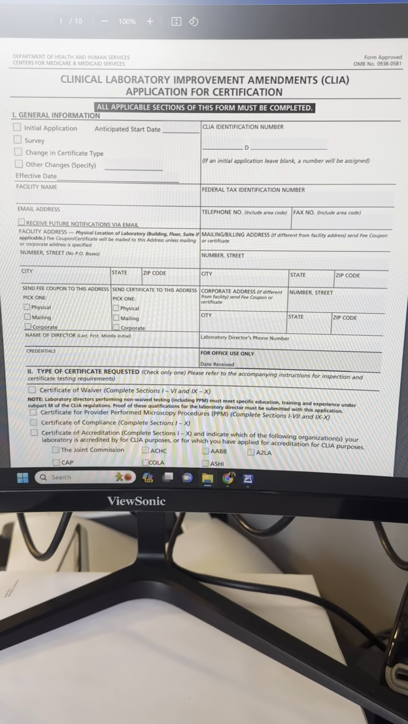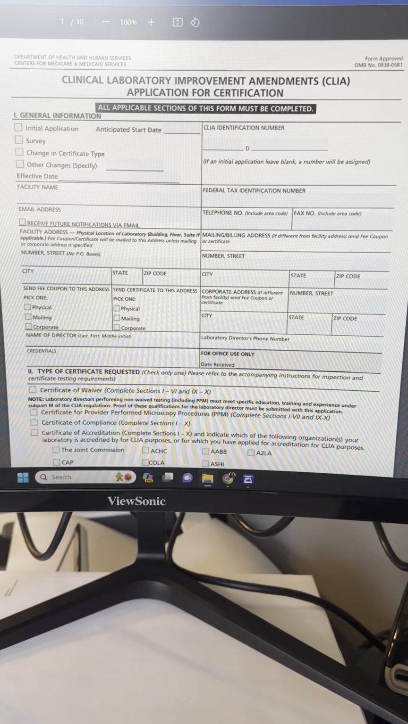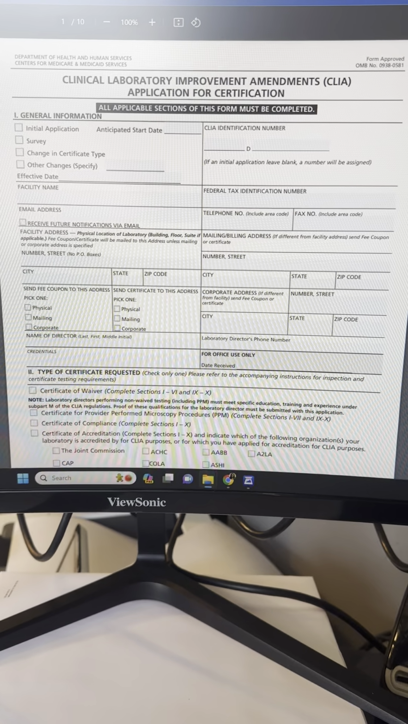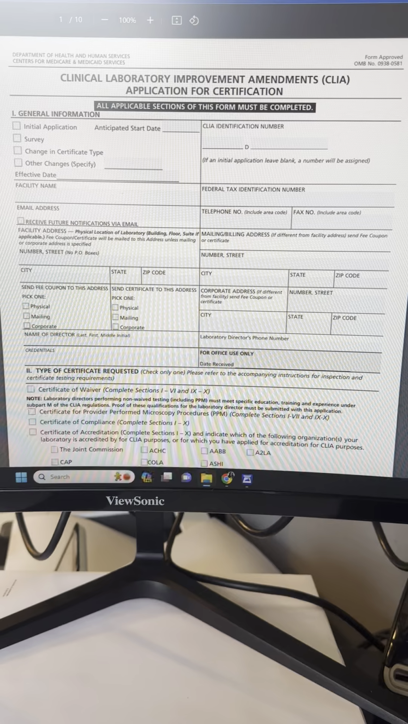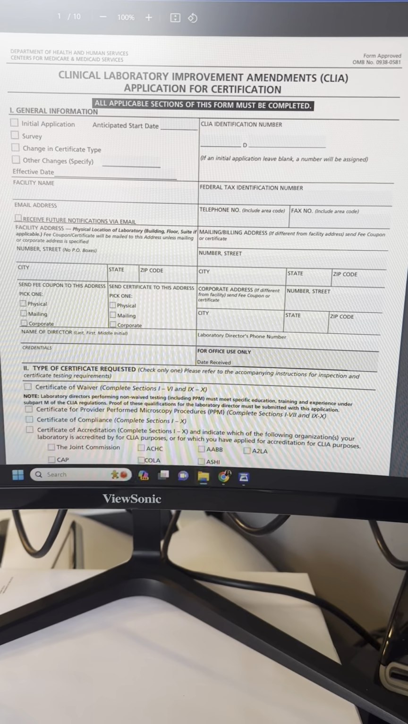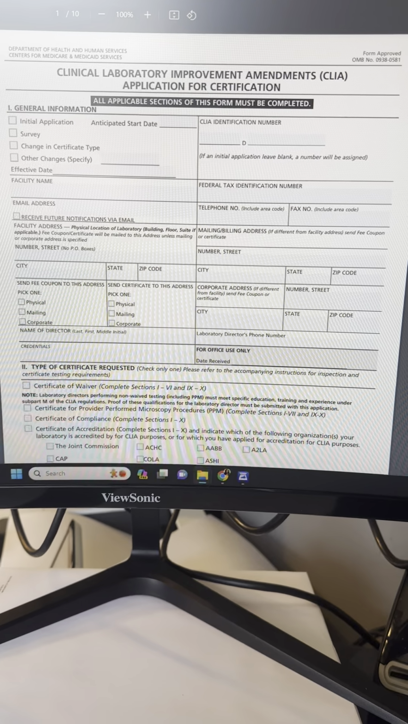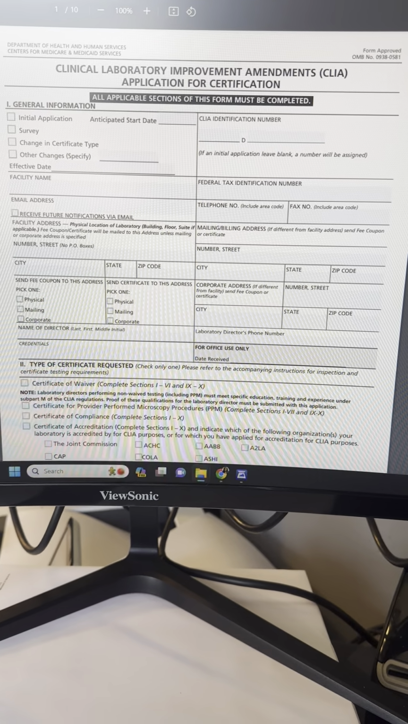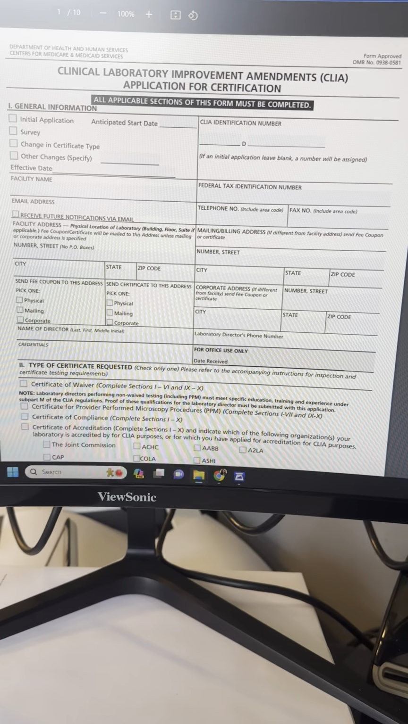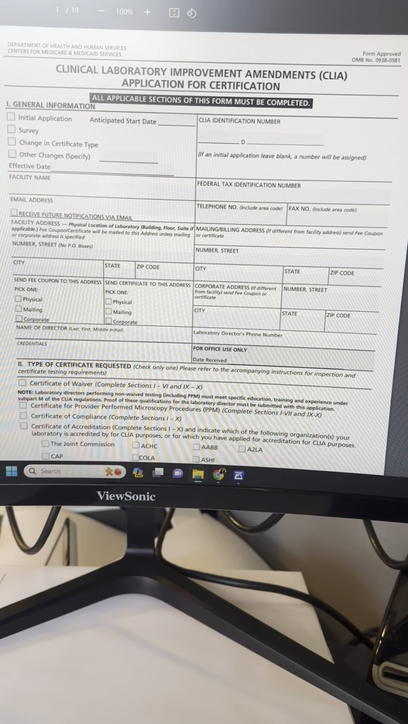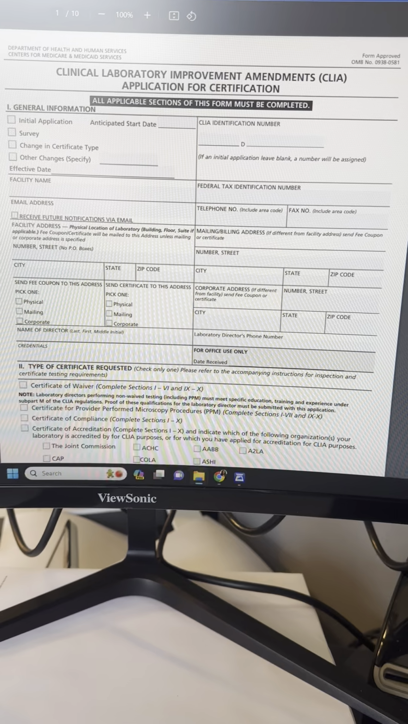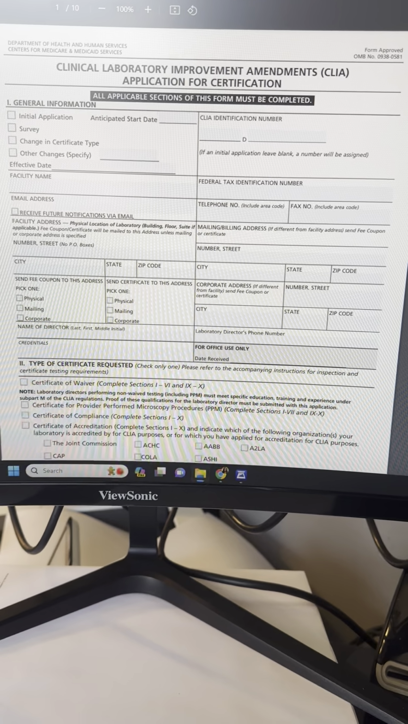General information, top left. It's my first time, so I put initial application, anticipated start date. If any other boxes apply to your company, put a check mark near those and add the effective date. To the right of that is a CLIA identification number. Being it was my initial application, as it says underneath, if it's an initial application, leave blank. They'll assign a number.